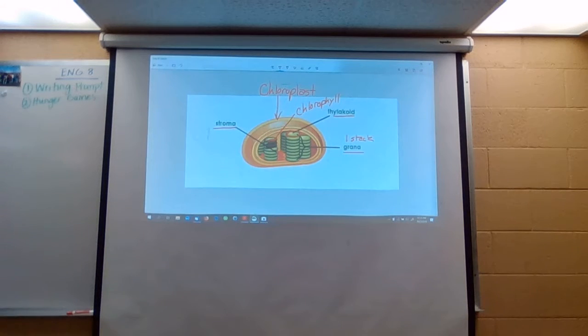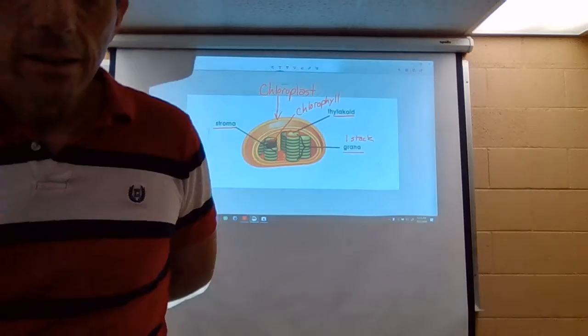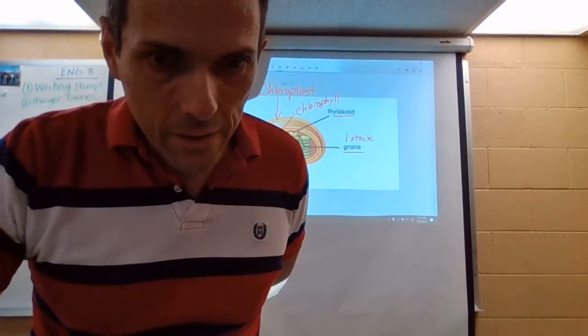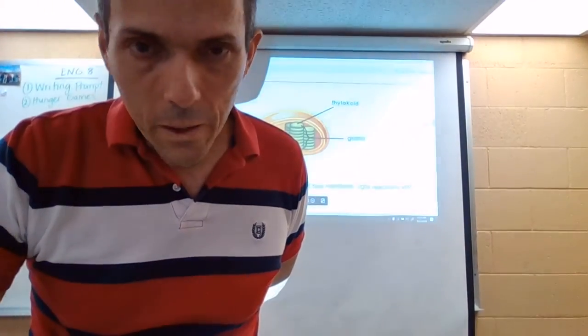All right, so the next thing we're going to do is we're going to look at this diagram and I'm going to explain exactly what happens, okay? All right, so looking at this next diagram, I'm going to pull up the chloroplast and I'm going to do a snip of that.